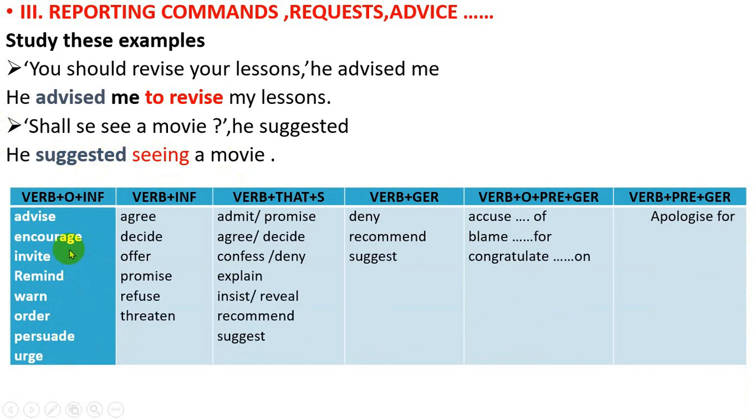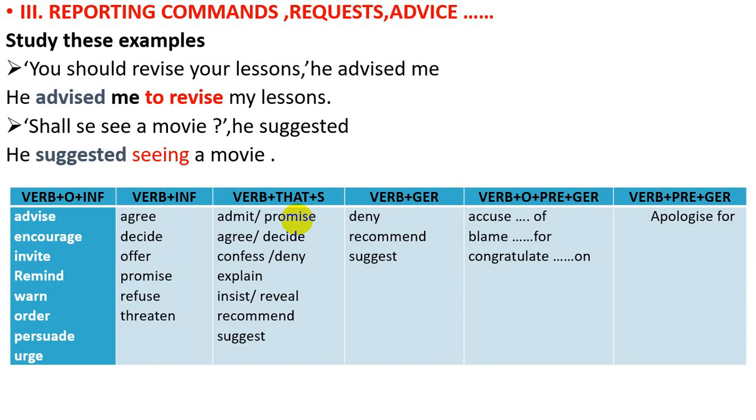Some we change the verb, some we don't change. So, for example, these verbs here, we don't change the verb. So you have here verb plus object plus infinitive. But here you have just verb plus infinitive. Here we have verb plus that plus subject. Admits, promise. For example, imagine I say, I will help you. Just don't worry, I will help you. So here, what do we have?